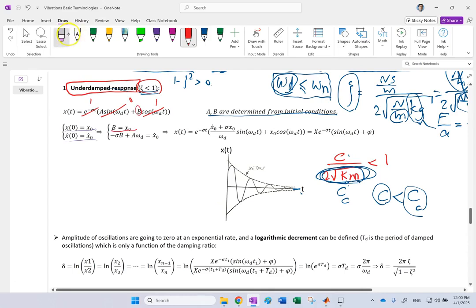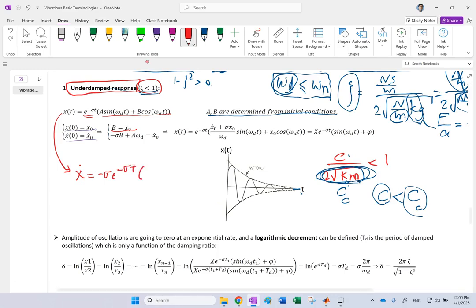Now, when you take the time derivative, what happens? The time derivative of this is what? Here, this guy has a derivative. Also, this one has a derivative. It's a product. So it's going to be the derivative of the exponential times the harmonic plus the exponential times the derivative of the harmonic. So what's the derivative of that? The derivative of this is negative sigma, exponential negative sigma t, times a sine plus b cosine. This is for the first part.